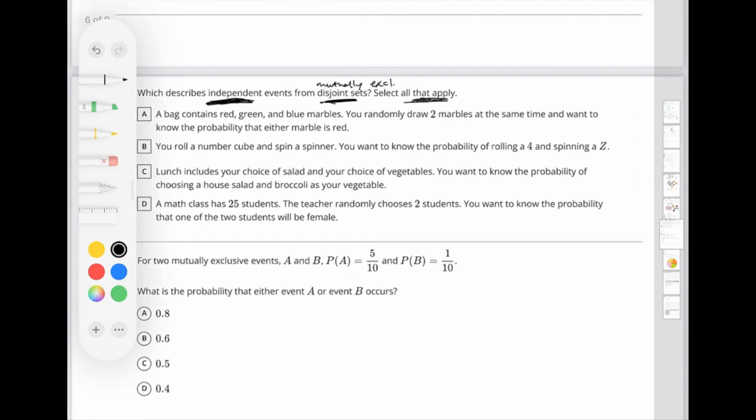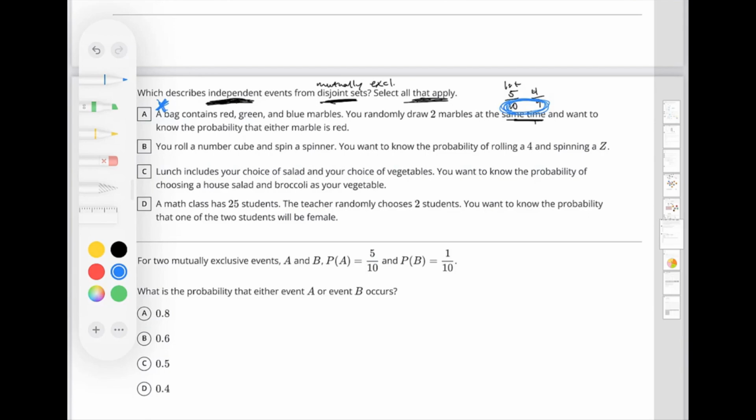A bag contains red, green, and blue marbles, and you randomly draw 2 marbles at the same time. I want to know the probability that either is red. If I pick the first one, let's just say there's 10 marbles and 5 red, that'll be 5 out of 10. But if I'm picking 2, and the first one was a red, that means I have a smaller chance, because the probability is affected by there being 1 less marble in there. So this one is dependent, right? It's dependent on the first pick and affects the second one.